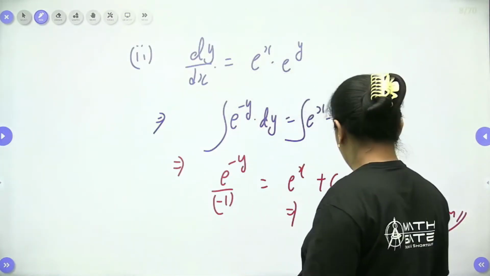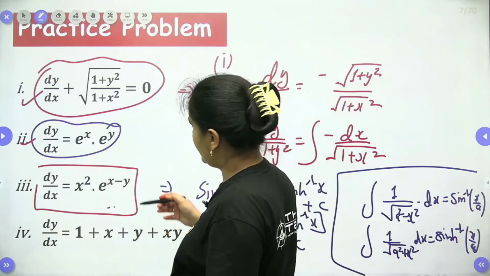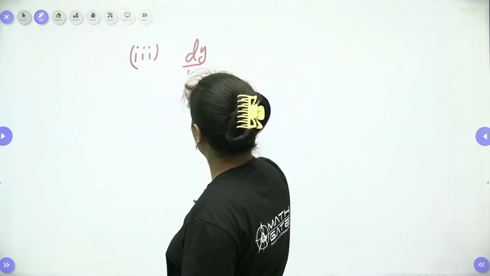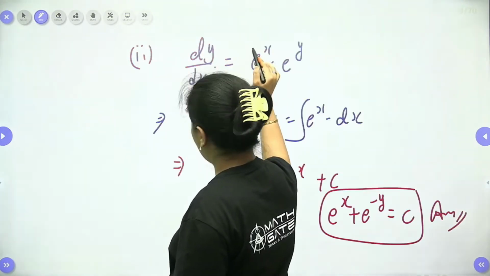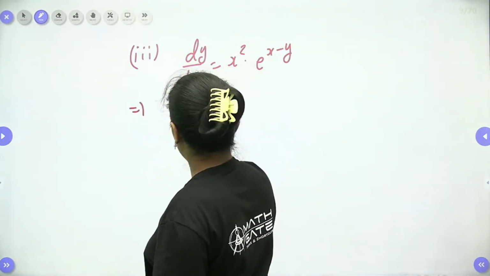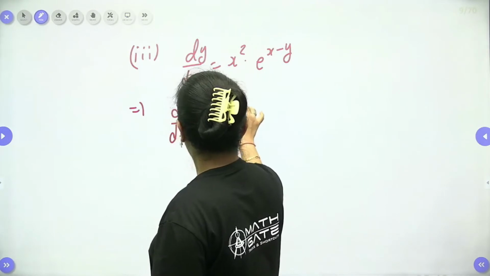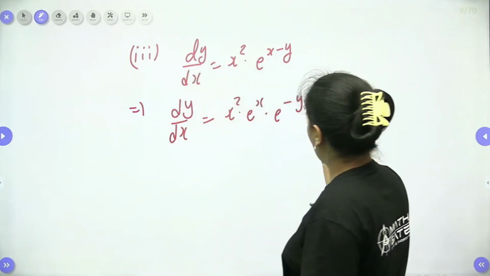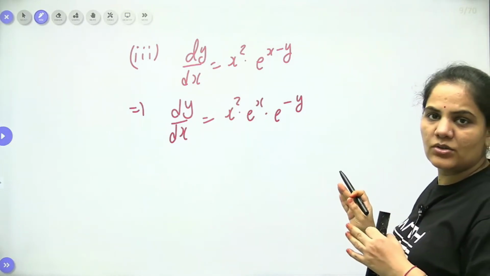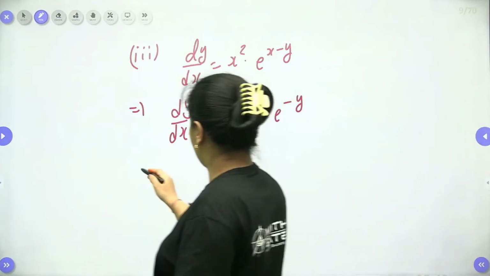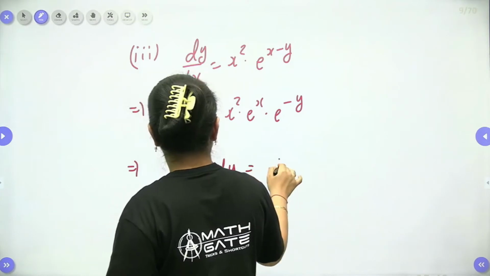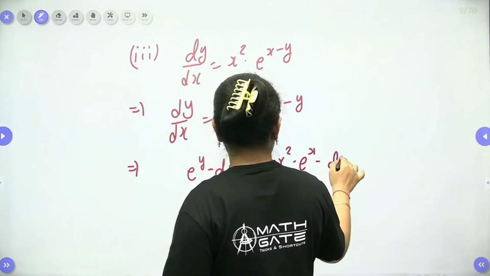Now let's come to the next question. dy by dx is equal to x square and e to the power x minus y. So when we approach it, it will be dy by dx equals x square into e to the power x into e to the power minus y. Now we can take x square e power x together and e power minus y on a different side. So it will be e to the power y dy equals x square e to the power x dx.